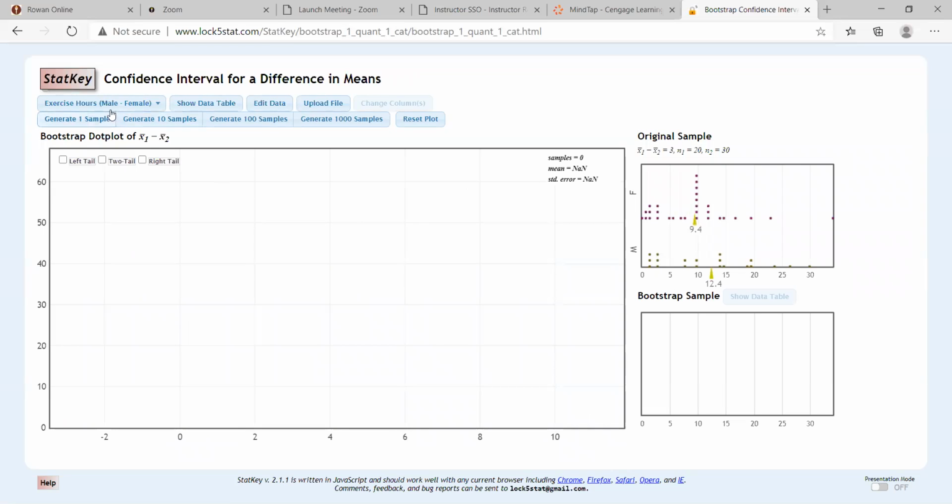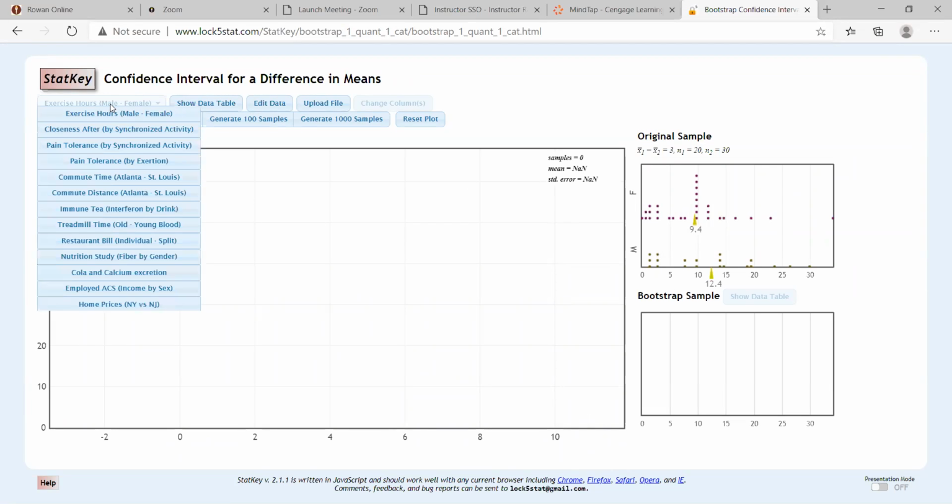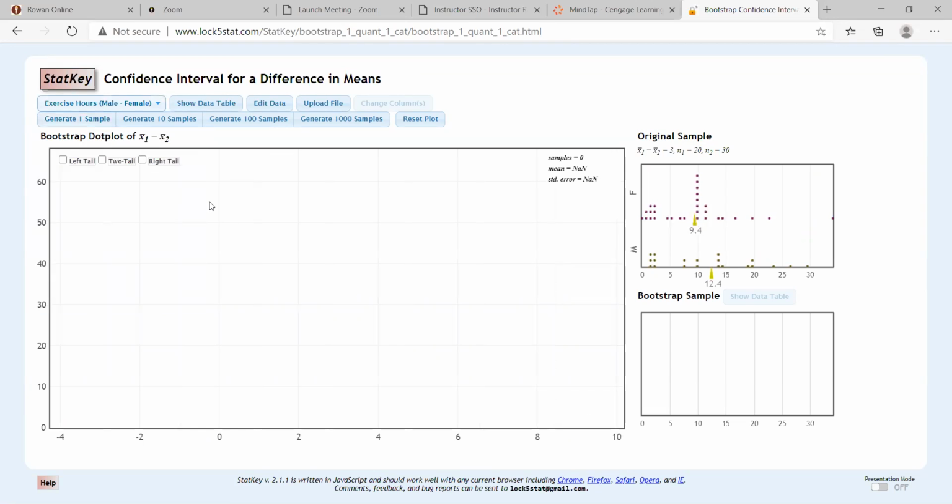So, for example, let's use the one that we have here. Yeah, that's fine. Now, in this particular case, what are we looking at? The number of hours males and females exercise. Maybe in a week, something like that.